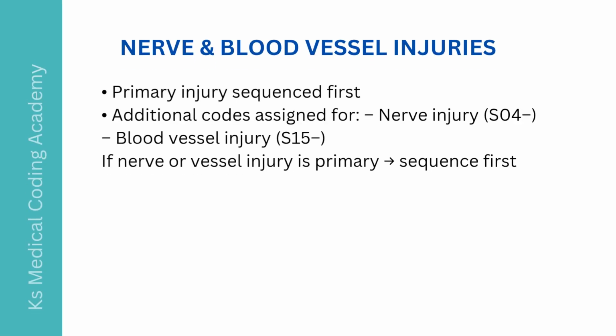Nerve and blood vessel injuries. When a primary injury causes minor nerve or blood vessel damage, sequence the primary injury first, then assign additional codes for nerve or vessel injuries. If the nerve or vessel injury is the primary injury, then it is sequenced first.